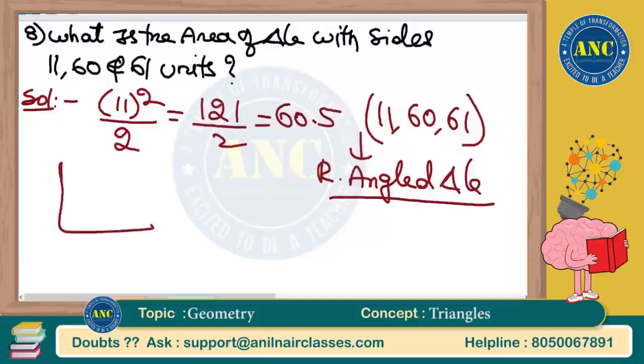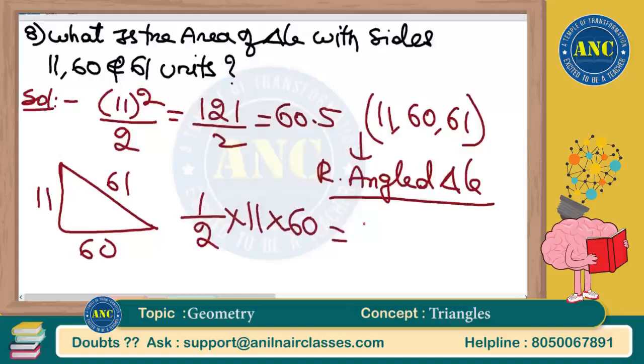So it is nothing but half into the product of the sides containing the right angle. Half into 11 into 60. Answer is 330. I hope the idea is clear. Next one. Eighth question. I hope it is clear. Ninth question.